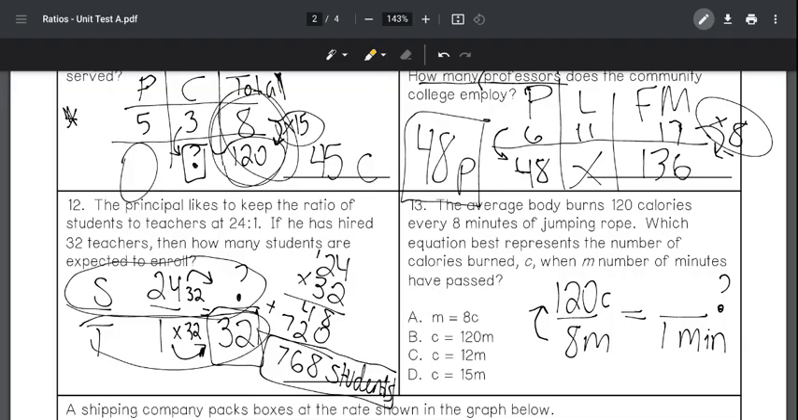120. So we already know from another problem on the test, if you did it correctly, that our scale factor is going to be 15. 8 times 15 equals 120. So that means in 1 minute, I'm going to multiply by 15 to figure out I burn 15 calories in 1 minute. So every single minute that you jump rope, you're going to multiply by 15. 15 is never going to change. 15 is our magic number, so the answer is D. Because you would multiply 15 times however many minutes you were jump roping to always figure out your total amount of calories.